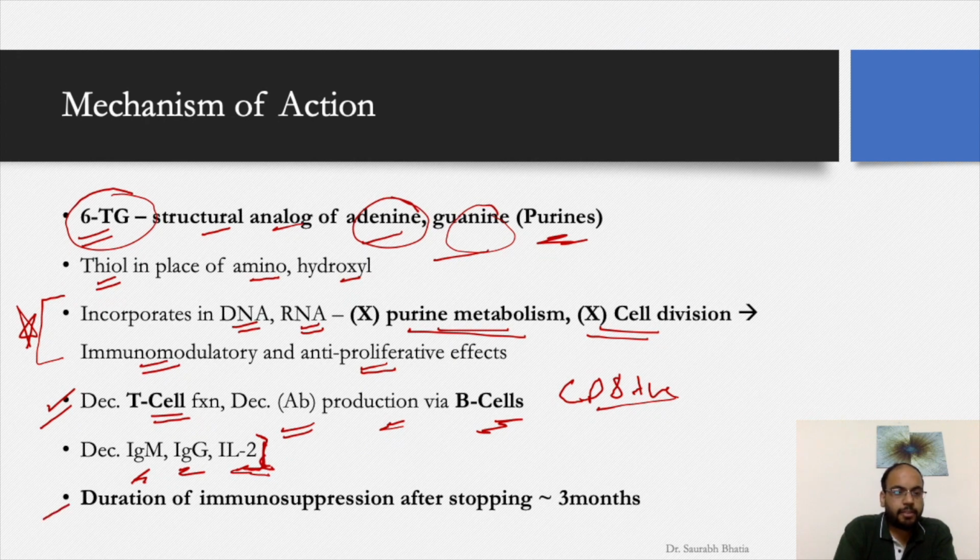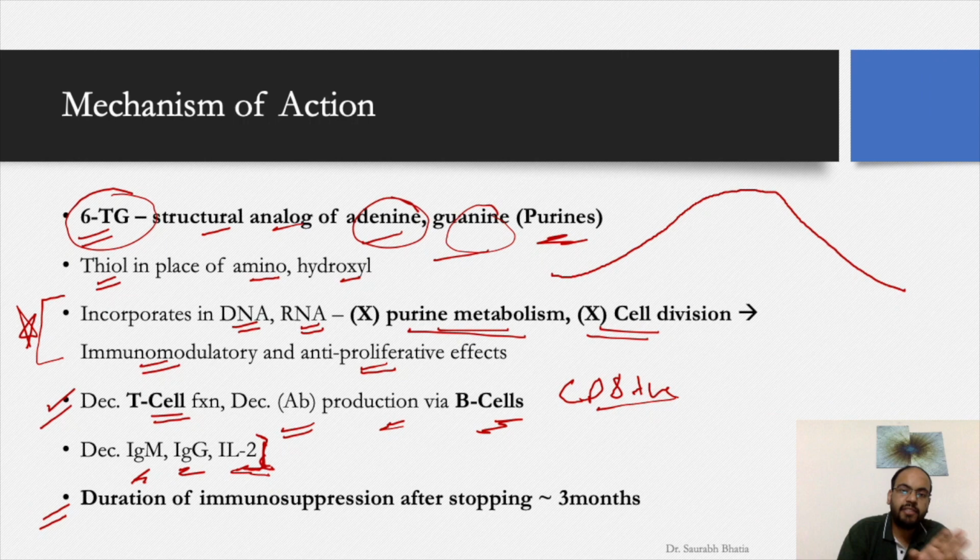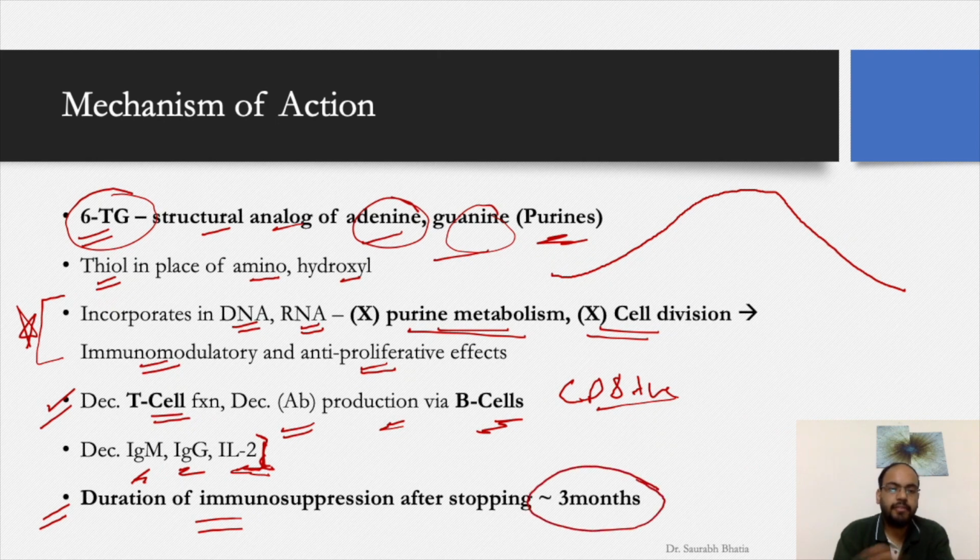Now, as we know, azathioprine takes some time to show its clinical efficacy, and when we stop it, it also takes some time for the immunosuppressive effect to go away. So after stopping azathioprine, it takes approximately 3 to 4 months for the effect to go.